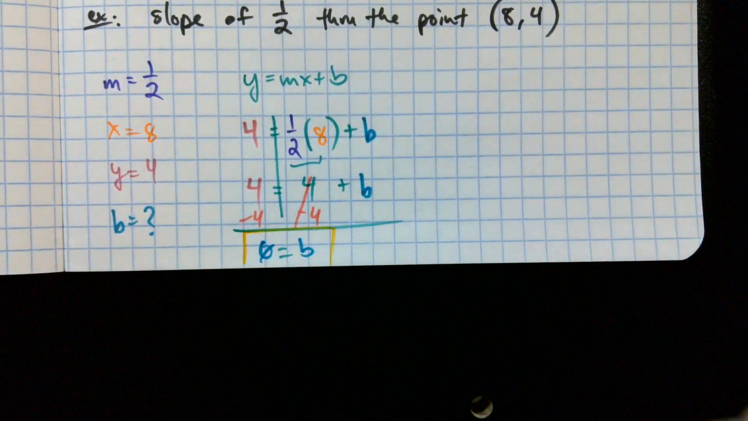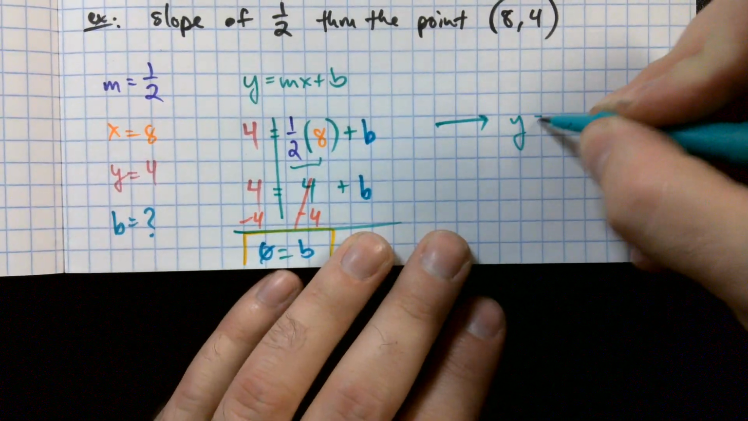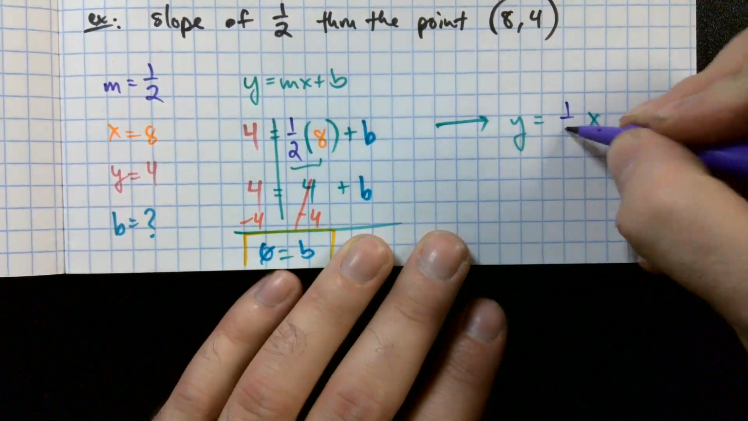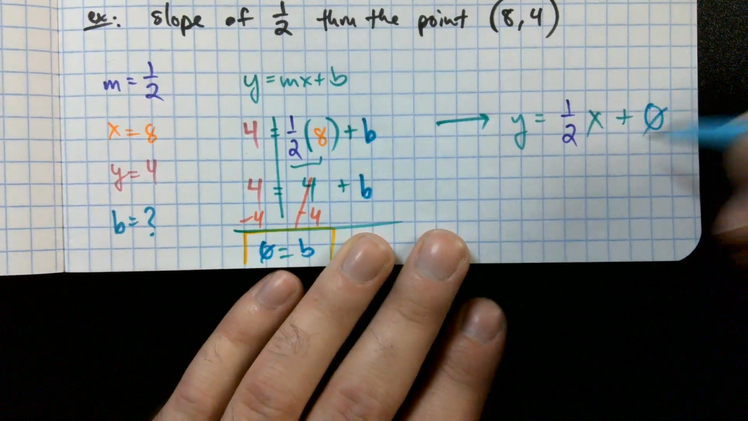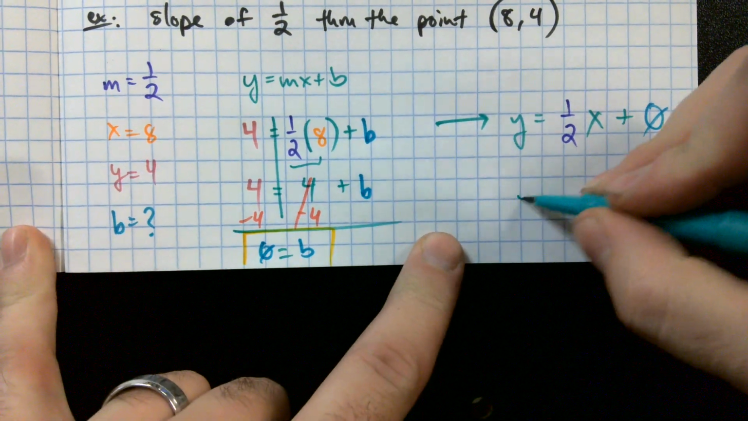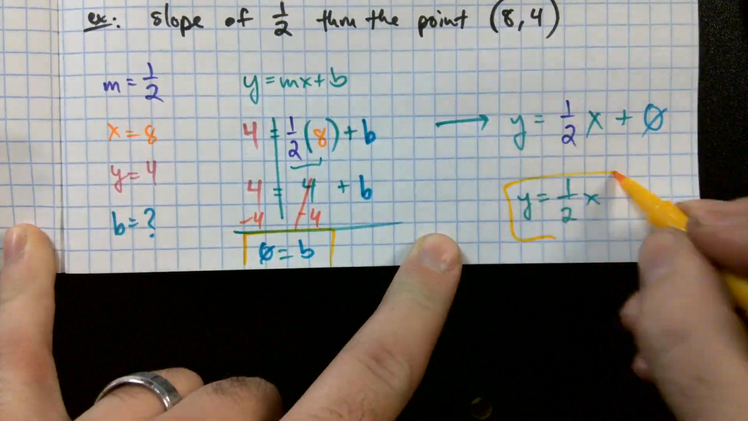Is that my only answer? Nope. What am I going to do with that b now? You have to put it into the right equation. We're going to write the equation. So y is equal to, what's my m again? 1/2 x plus 0. Do I need that plus 0 on the end? I don't really need it because it's not going to do anything. I'm not going to write it. I'm going to write it as y is equal to 1/2 x.